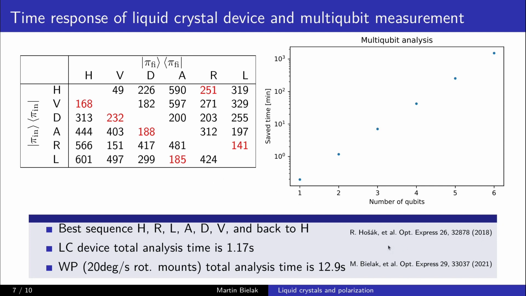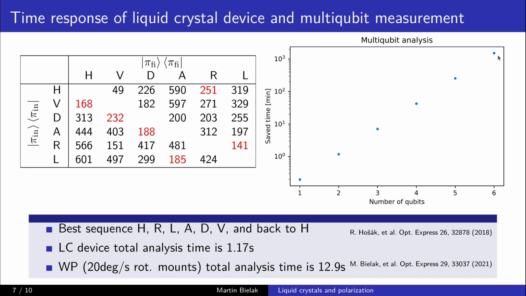The analysis is faster by more than an order of magnitude in the single qubit case when the twisted nematic liquid crystal device is used. Moreover, in the multi-qubit case, the acceleration is more significant and the number of required projections increases exponentially with the number of qubits. On the right, the increasing saved time is plotted as a function of the number of qubits.